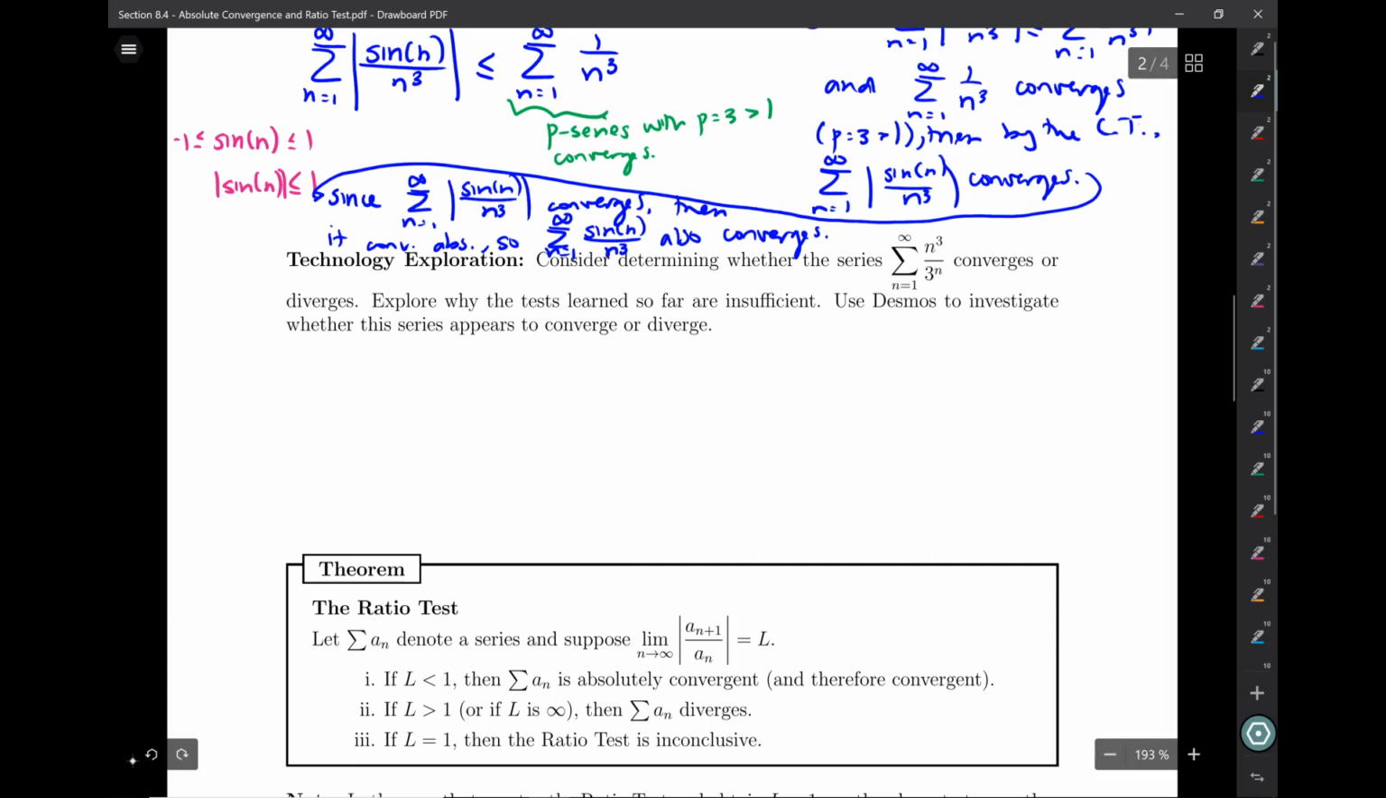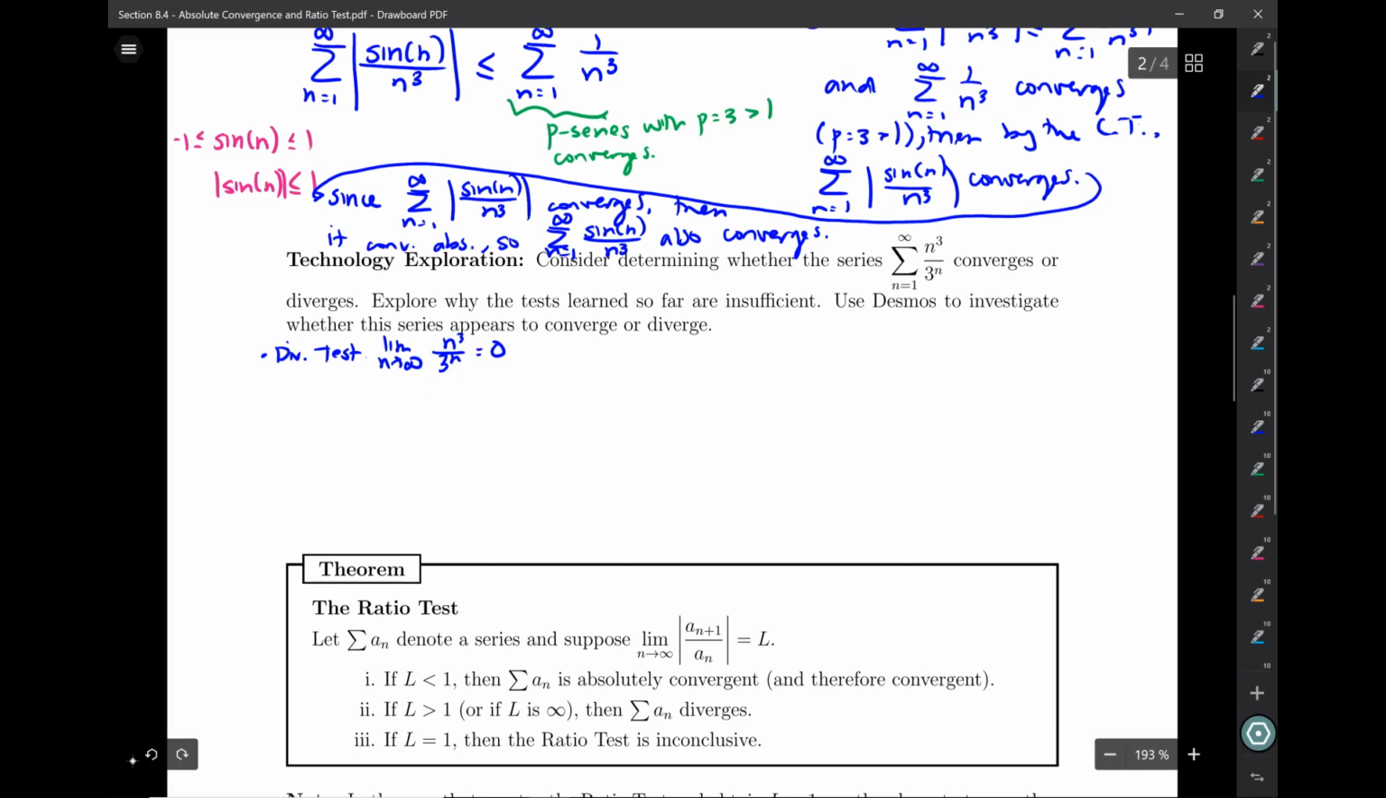Okay, so this is also a great opportunity for us to recap the tests that we've learned. The divergence test is not going to help us in this case because the limit as n goes to infinity of n cubed over 3 to the n would equal 0. Hopefully that's obvious, but 3 to the n is going to grow much faster than n cubed is. And so eventually these terms are going to be getting closer and closer to 0.